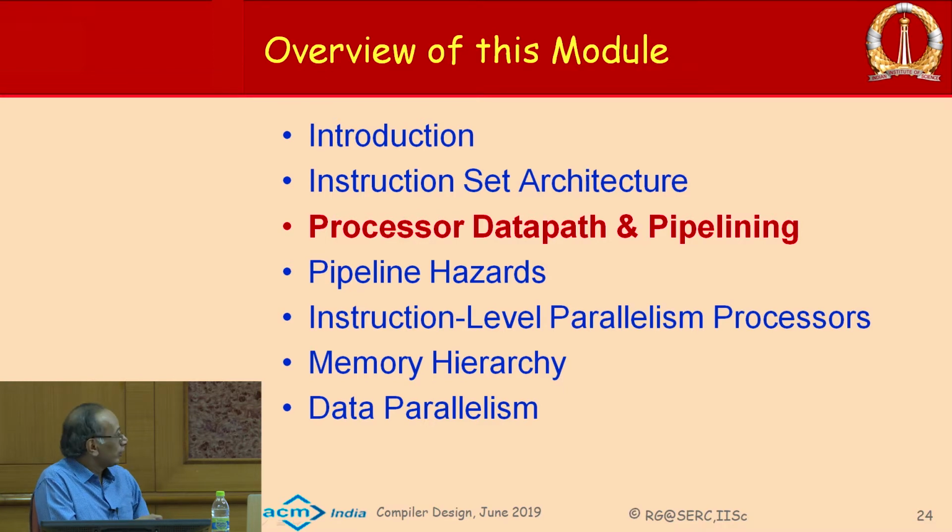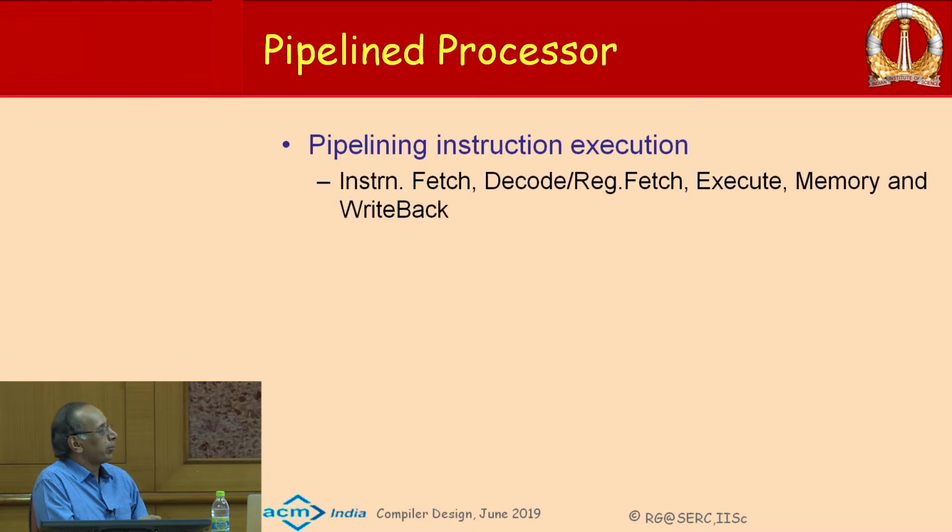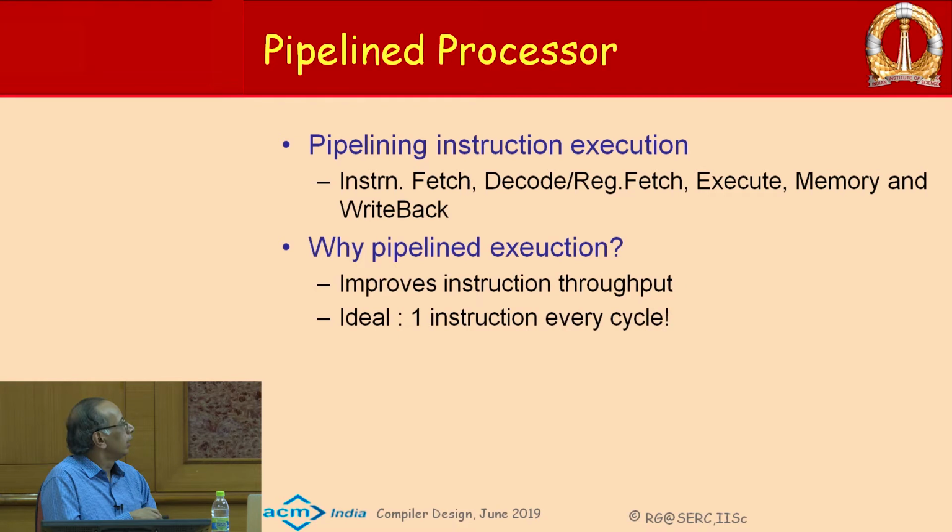Okay. All right. Let's quickly see what about processor, data path, and other things. So we are going to talk about pipelined execution, and in pipelined execution, you will see that the instruction execution is divided into 5 phases: instruction fetch, decode, execute, memory, and write back. Why do we do pipelined execution? It is because we want to improve the throughput. While one stage is doing decode, the other stage can do instruction fetch of the next instruction, and another stage can do the execute of the previous instruction, and so on and so forth.